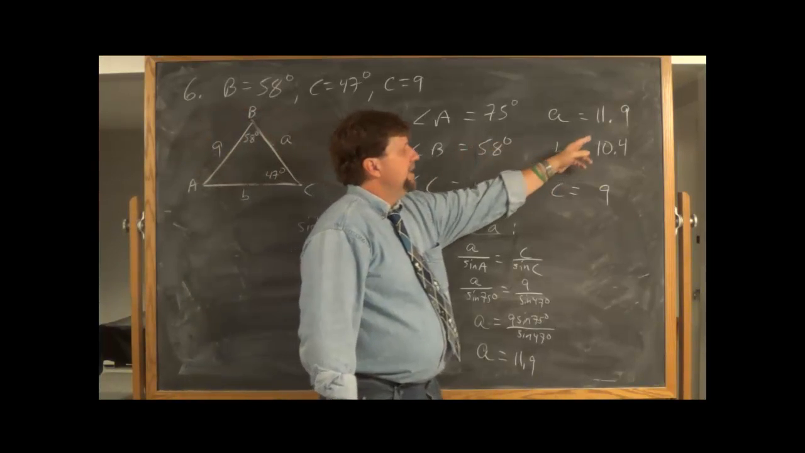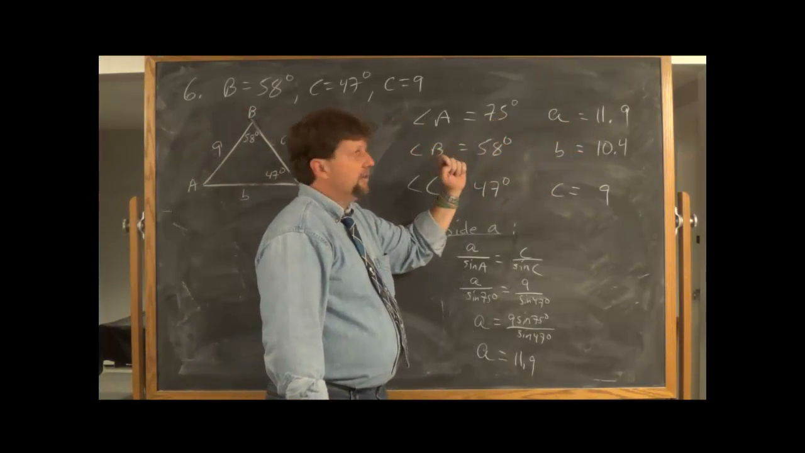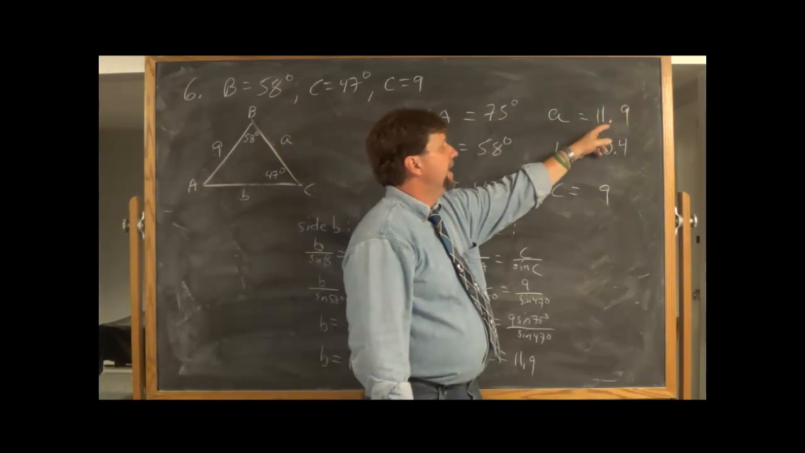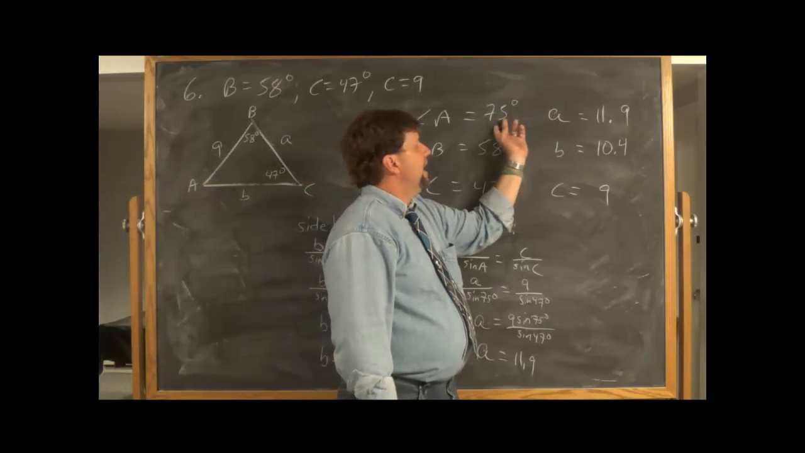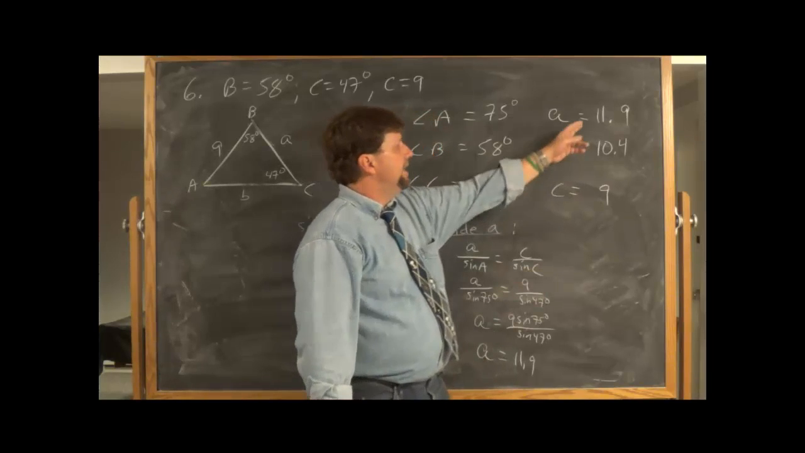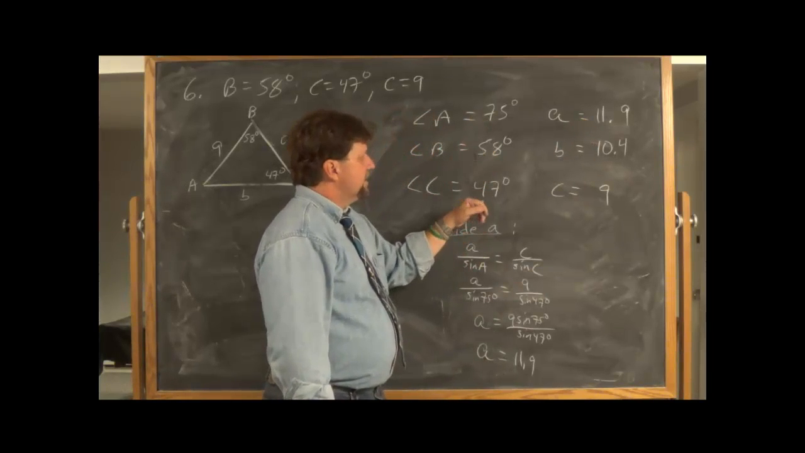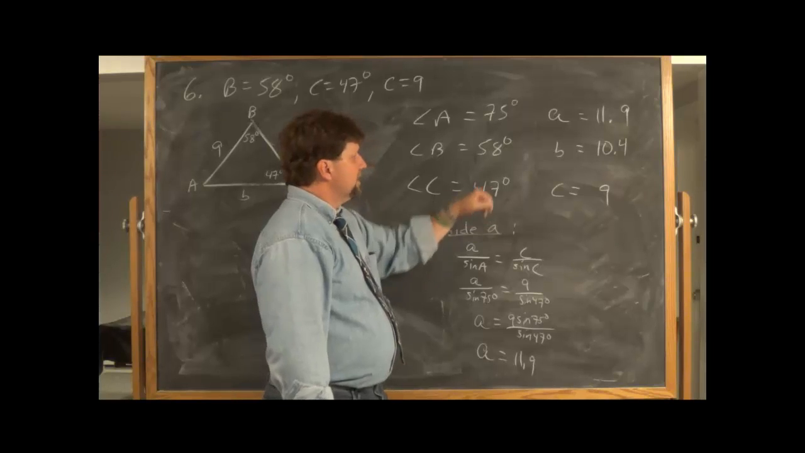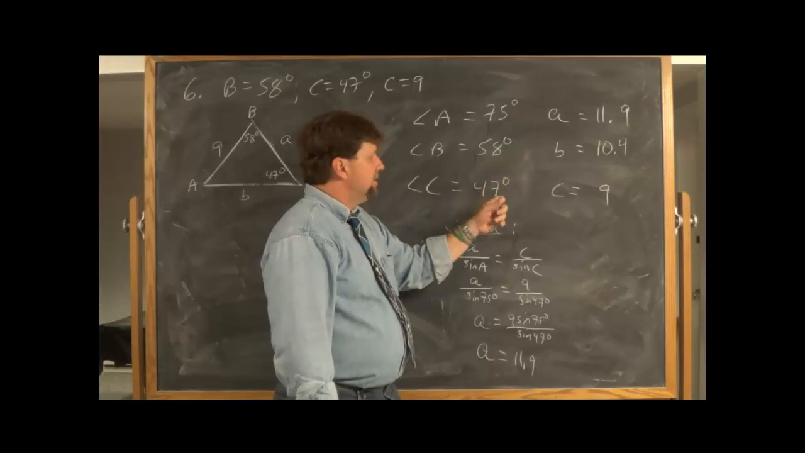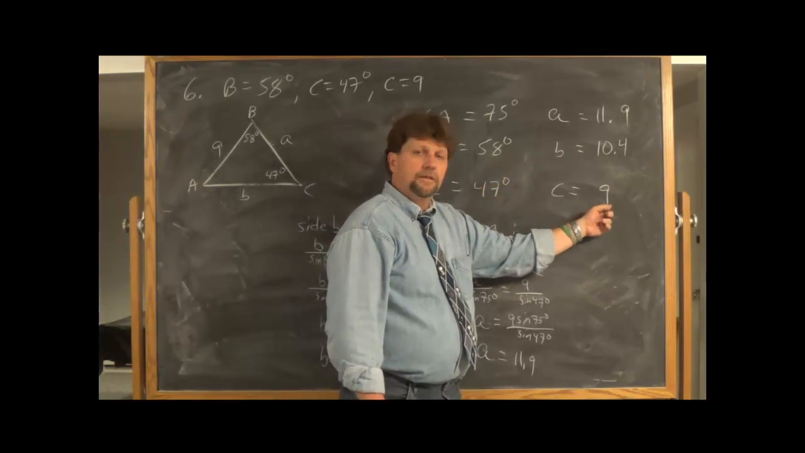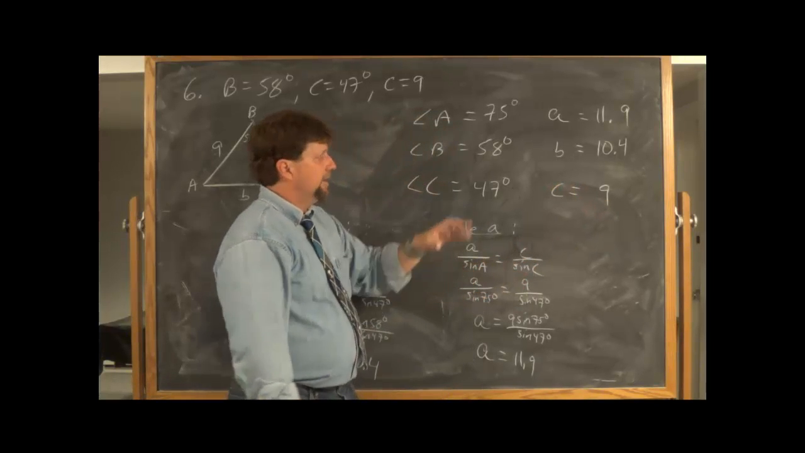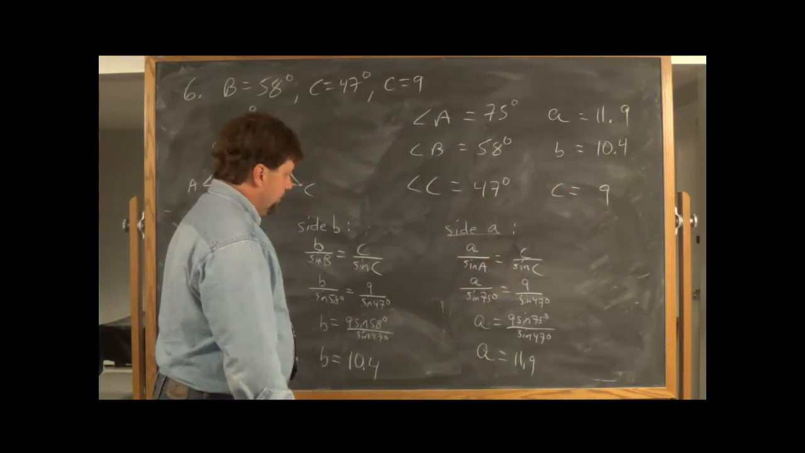Remember that the side that is opposite the largest angle, and here the largest angle is angle A, so the side opposite is side A, must be the longest side, and it is. And the side that's opposite the smallest angle, here the smallest angle is angle C, must be the shortest side, and it is. So that's at least a reasonability check. It tells me that the answers are reasonable.